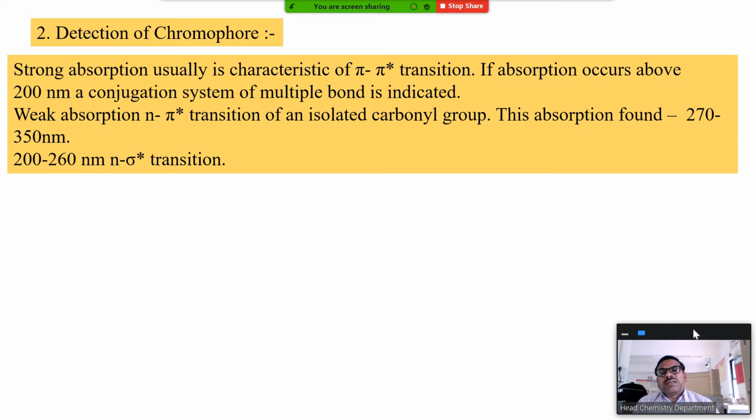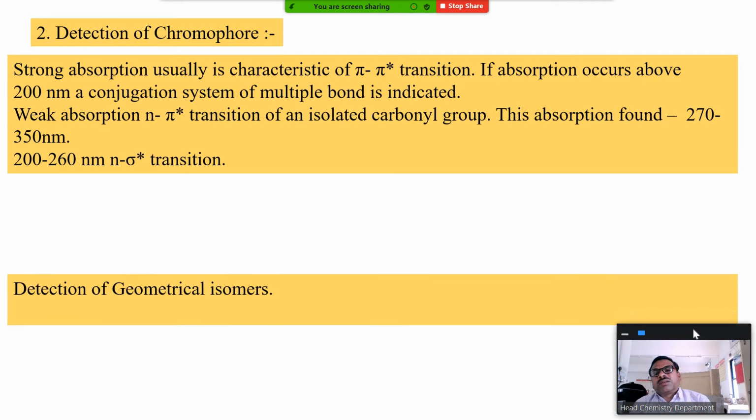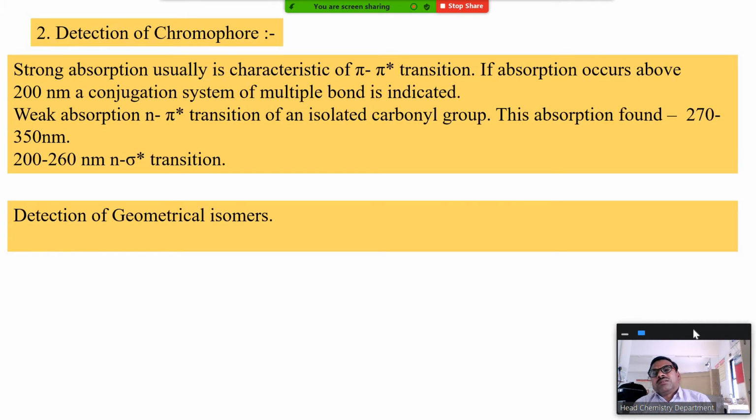But what is important here? Pi to pi star transition is very important, it is strong, and it requires very little energy compared to the other transitions. So this is a very interesting thing. Weak absorption of n to pi star transition of an isolated carbonyl group is found at 270 to 350 nanometer. And when we have n to sigma star transition, the absorption is near about 200 to 260 nanometer. So this is very important, and you can detect a chromophore by using this.